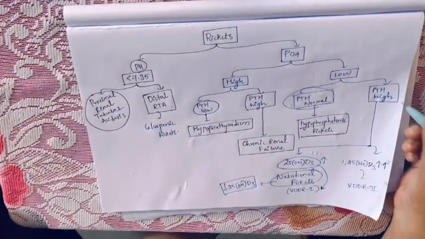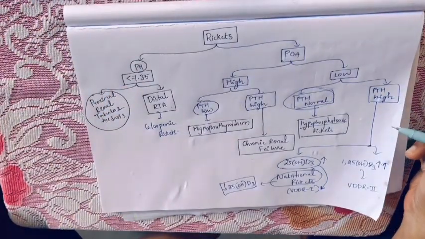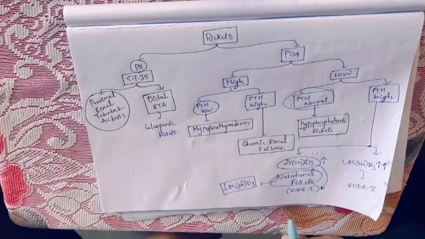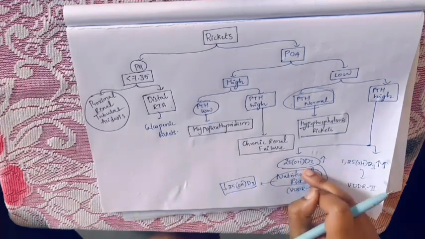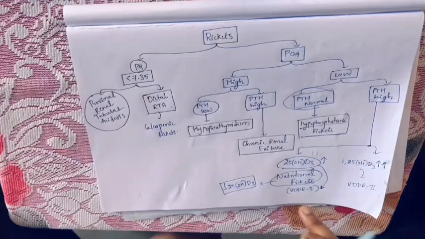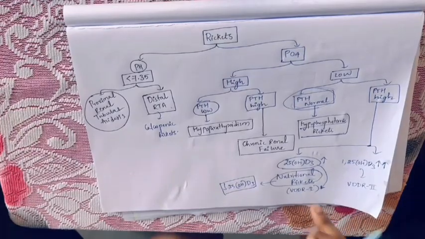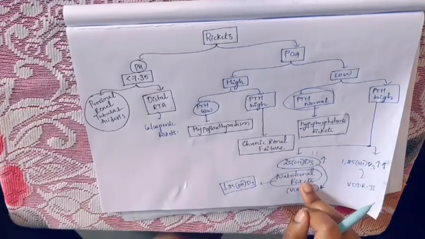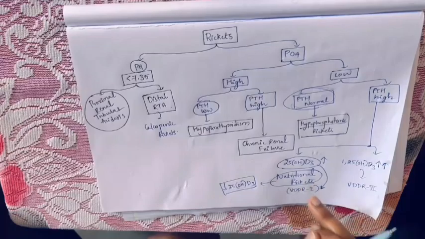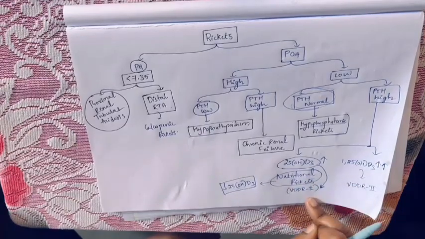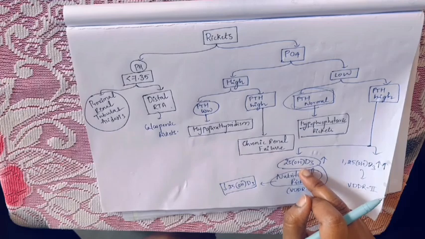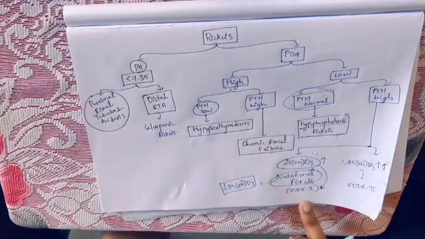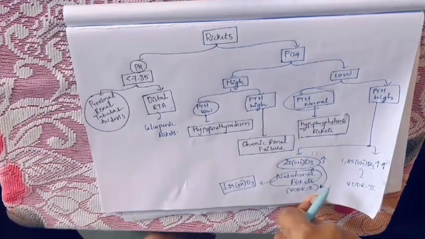So when PTH is high, you must investigate for 25 hydroxy vitamin D3. If 25 hydroxy vitamin D3 is high, that is vitamin D dependent rickets type 1, because here there is deficiency of 1-alpha hydroxylase. So without 1-alpha hydroxylase, the 25 hydroxy vitamin D3 would be elevated. This is vitamin D dependent rickets type 1.